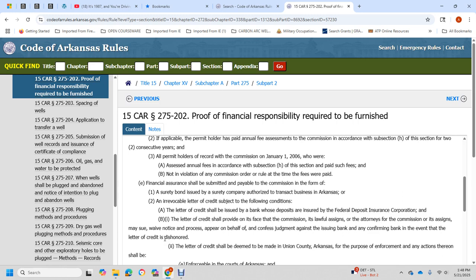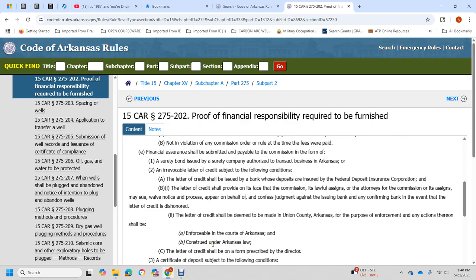to sign, waive process, and appear on behalf of the issuing bank and any confirming bank to confess judgment against them in the event the letter of credit is assigned. The letter of credit shall name Union County, Arkansas as the venue for enforcement of any actions thereon, shall be enforceable in the courts of Arkansas, and shall be construed under Arkansas law.